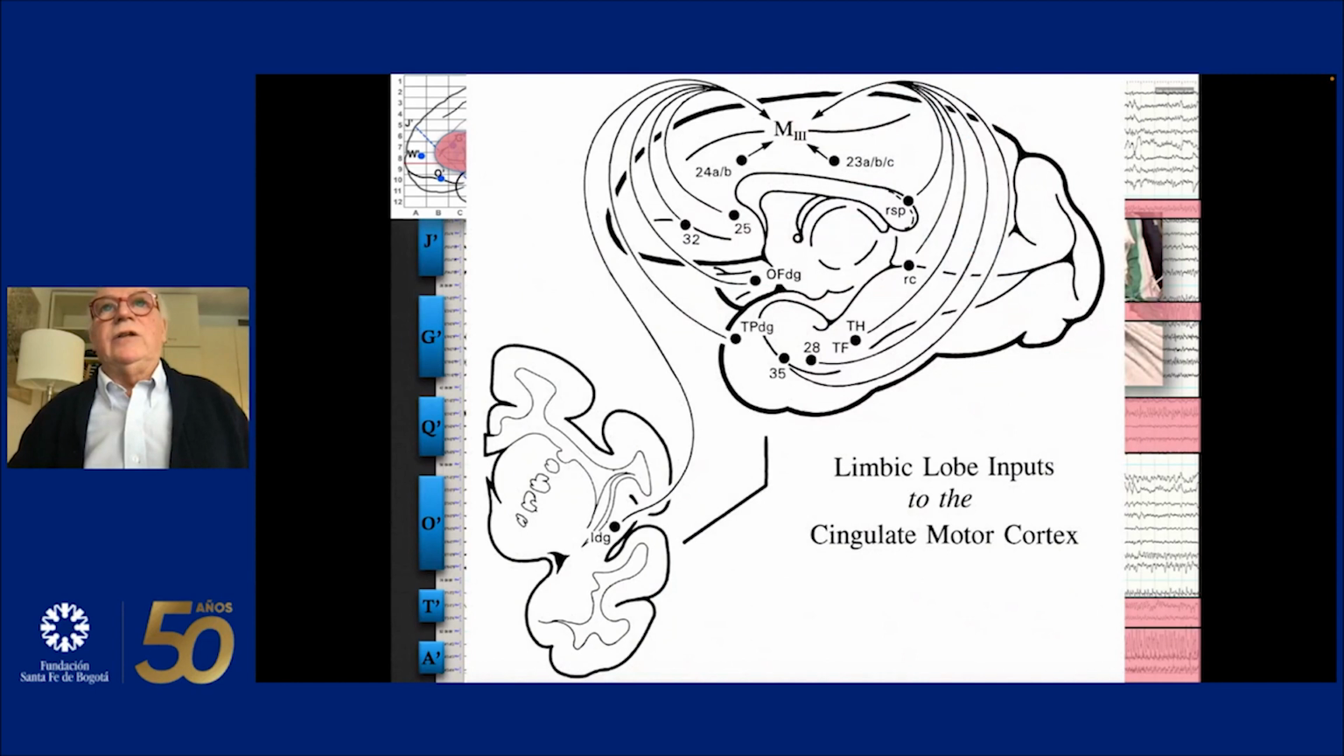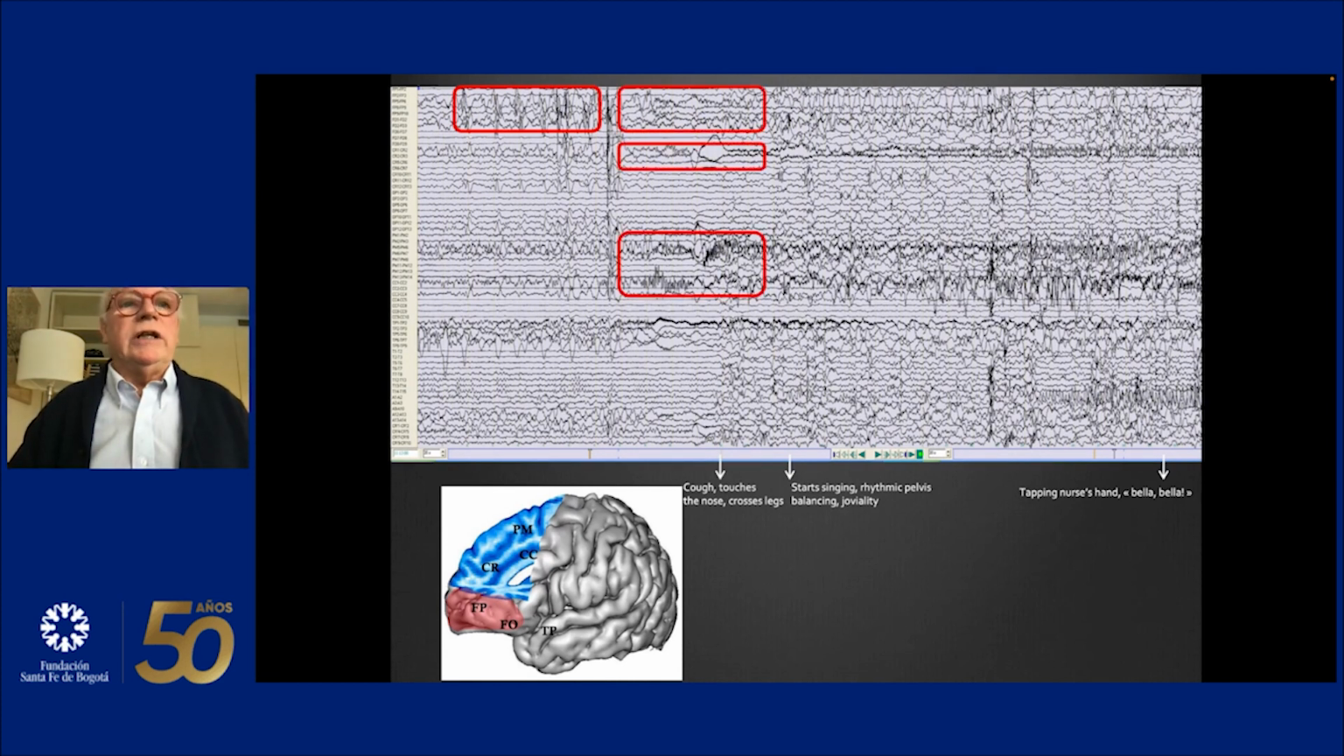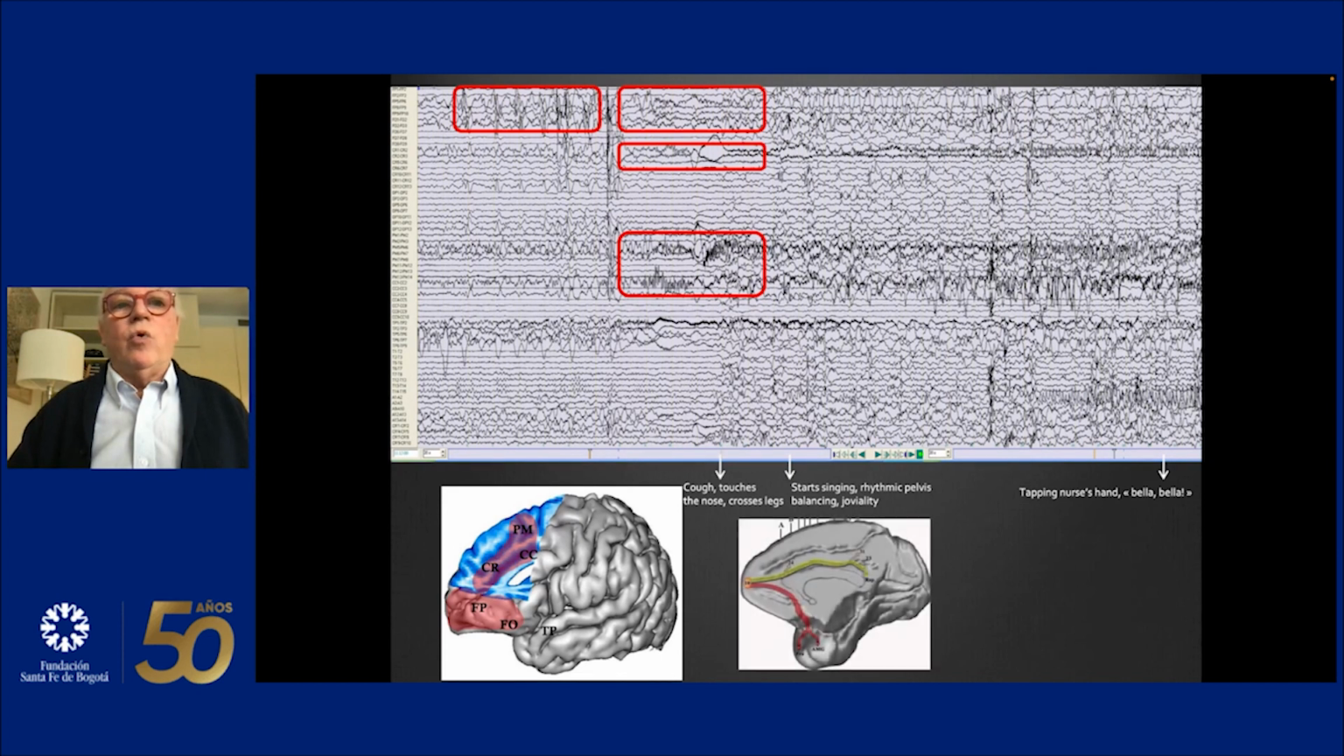So it's clear that you have a convergence of many of these areas in the anterior temporal lobe, as well as in the insula, to the cingulate motor area, which is named M3. Now for the second lady who was singing, the onset is in the frontopolar cortex. You see here the precentral spike, followed by a fast discharge, but not only there, also in the lateral premotor and medial cingulate. And you see now when it's developed, she coughs, touches, starts singing.